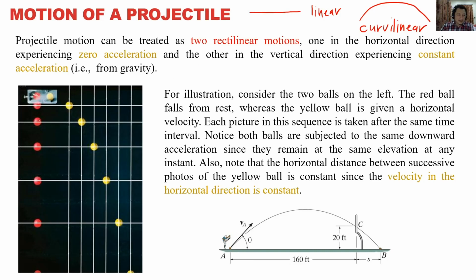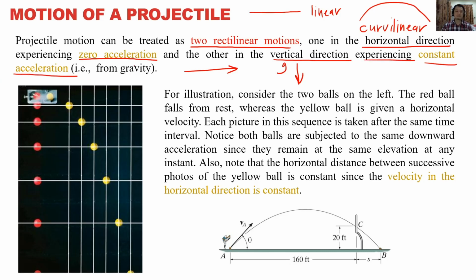So when an object is moving in a projectile motion, it can be treated as two rectilinear motions, which is one in horizontal direction. So it is traveling in a horizontal direction, experiencing zero acceleration. Why? Because it's moving horizontally. Gravity is affecting us vertically. So another part is the vertical direction, which is experiencing constant deceleration, which is coming from the gravity.